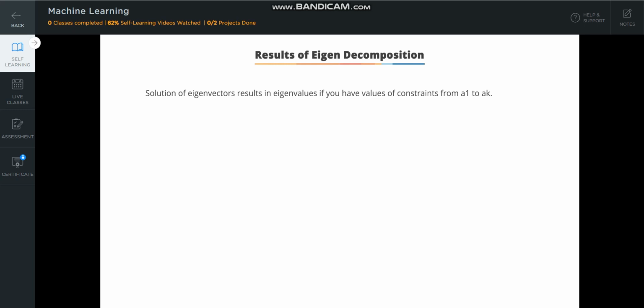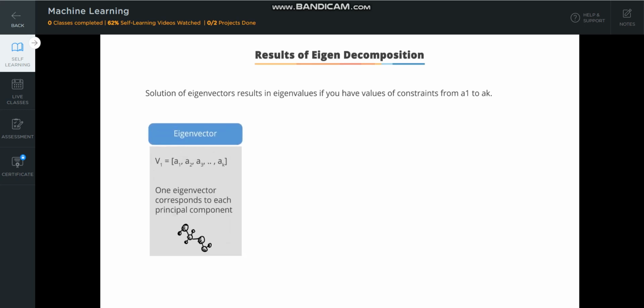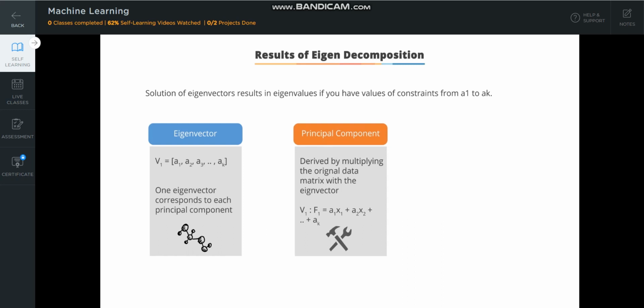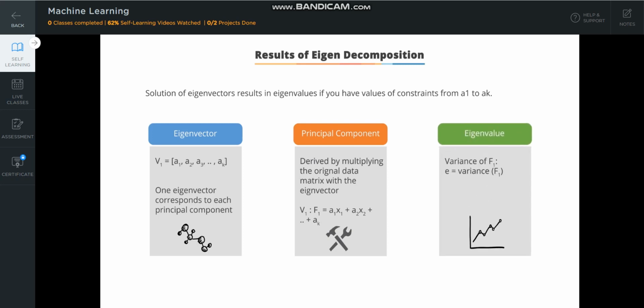Suppose you have values of constraints from A1 to AK. From an eigenvector V1 based on eigenvalues, one eigenvector corresponds to one principal component. This means for each principal component, you should have a separate eigenvector. A principal component is derived by multiplying the original data matrix with the eigenvector, that in return is V1 into F1 equals A1 x1 plus A2 x2 plus ellipsis plus AK xk. Eigenvalue is calculated from the variance of F1, that is, E equals variance of F1.